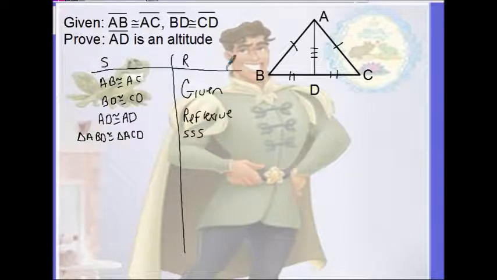Now, altitudes go with perpendicular. Perpendicular goes with right angles. We want to show that we have right angles formed in here. Well, let's use that last theorem that we just learned and start off with our CPCTC, saying that our angles are congruent. Angle ADB is congruent to angle ADC by CPCTC. Put that in there first.